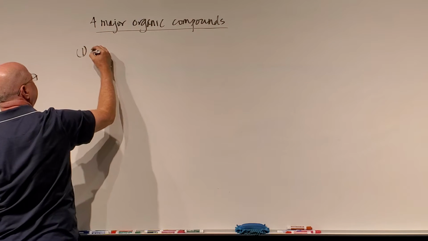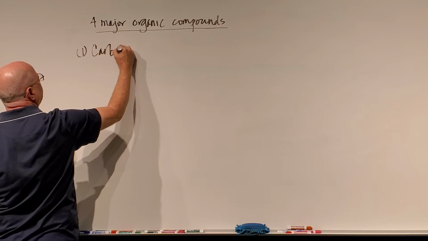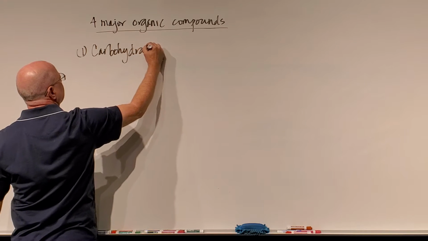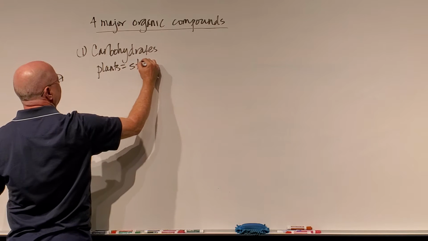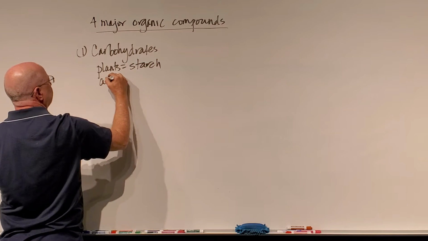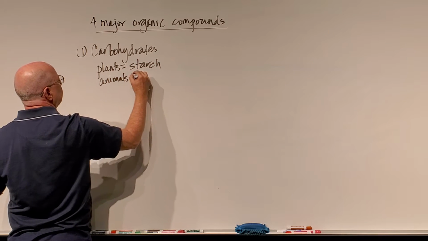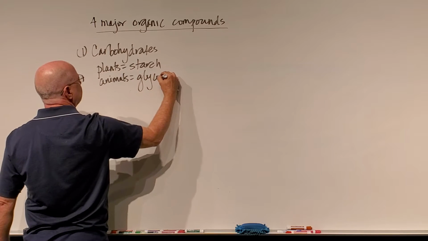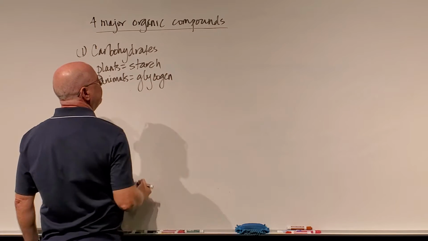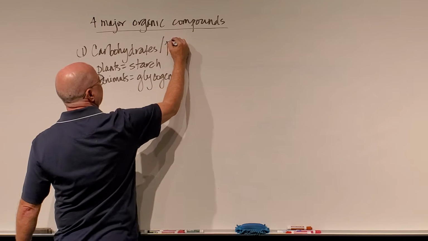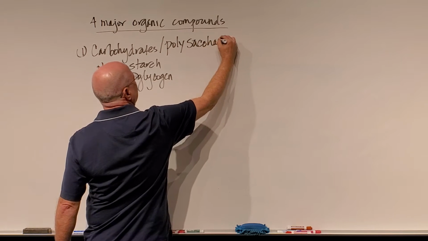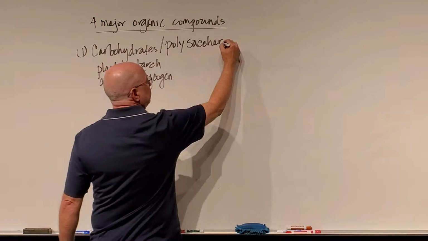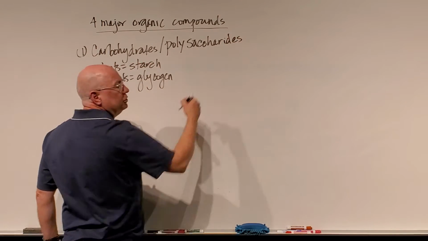And we've done this in a previous video, but one is called carbohydrates. In plants, it's called starch. In animals, it's called glycogen. Now, another name for carbohydrates is polysaccharides. Poly means many, and saccharide means sugar, like saccharin. So polysaccharides means many sugars.